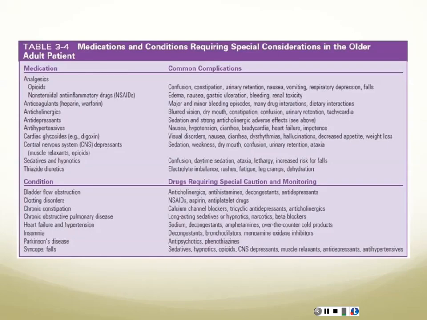I am not going to test you specifically over this list. This list is from your book, and I just wanted you to see and appreciate the numbers of different drugs that can cause complications specific to the older adult patient. But please, please, please do not spend a lot of time memorizing this chart.